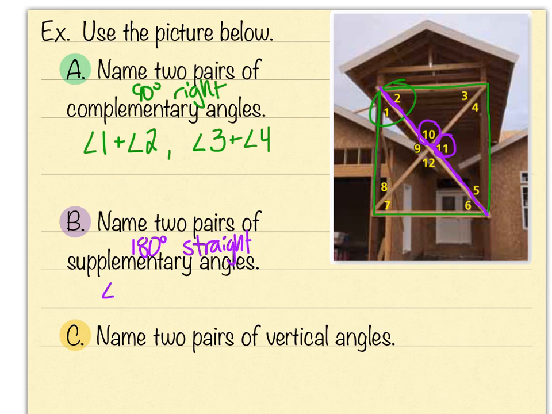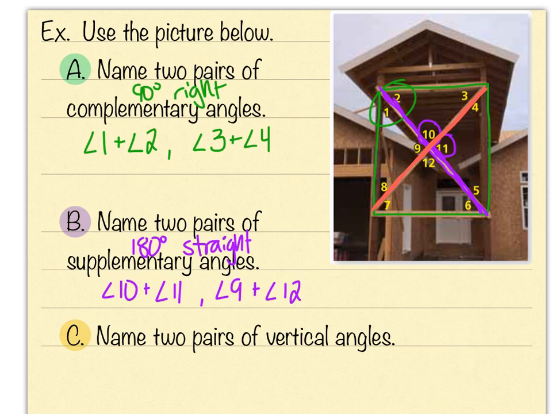So I'd say angle 10 and angle 11. And then also angle 9 and angle 12 would be supplementary because they form a straight angle right on the other side of that purple line that I drew. So together they form 180 degrees. If I were to draw my line this way, then I would say angle 9 and angle 10, and then angle 11 and angle 12 would be supplementary. So there's quite a few pairs of supplementary angles up there.